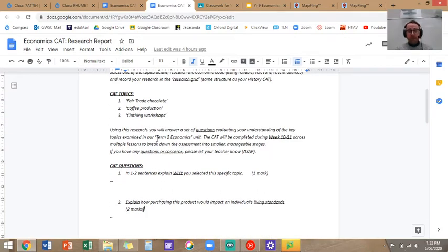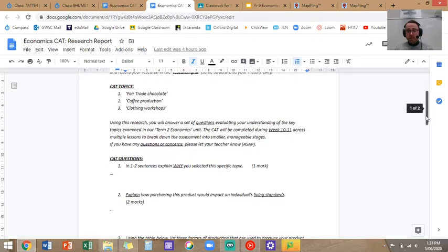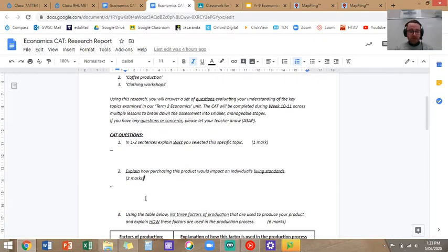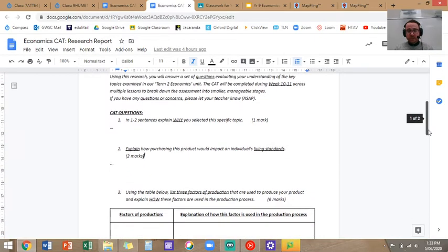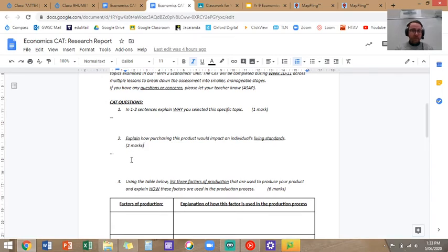How would purchasing clothing impact their living standards? Think about how it would impact you personally. So 2 marks there. So you're probably going to be saying 2 to 3 sentences in that section there. That's a good rule to use in tests in the future, however many marks it is. Think about how long you're going to spend on it and also how many sentences it's going to be.